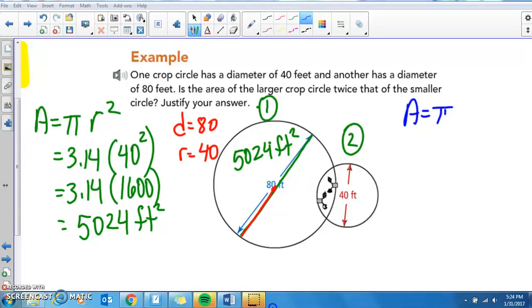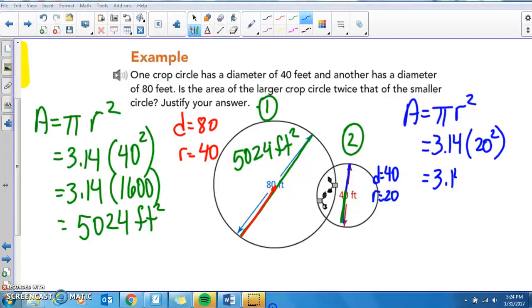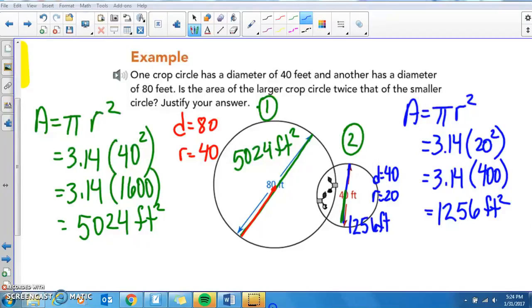We might do the same thing. Area equals pi r squared. In this problem, our diameter is 40, which is all the way across. So we have to find the radius, which is halfway across. So our radius, half of 40, is 20, so our radius is 20. Pi is 3.14. Now our radius is 20, so it's 20 squared. 20 to the second power is 400. So we have to multiply 3.14 times 400, which is 1,256 feet squared. So our area for the second one is 1,256 feet squared.